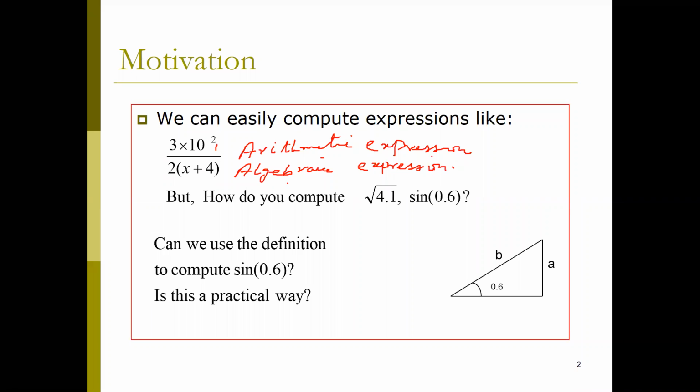But there are some functions which are quite complicated, and we cannot expand those functions with the help of simple calculations. So in that case, we need some expansions through the Taylor and Maclaurin series. Like we can express the square root of 4.1 by Taylor series. We can express sine 0.6 with the help of a Taylor series.